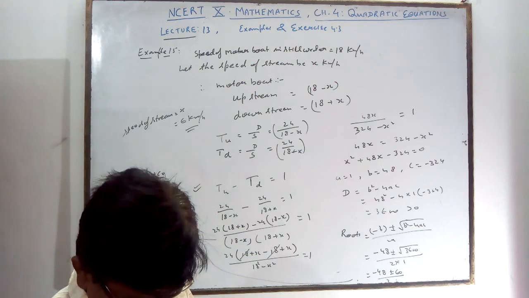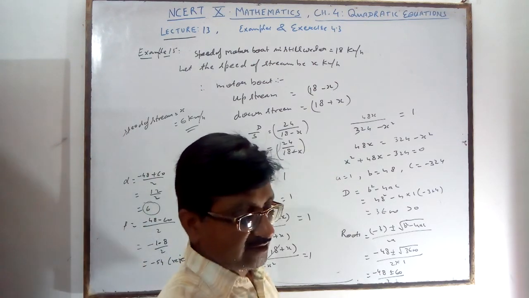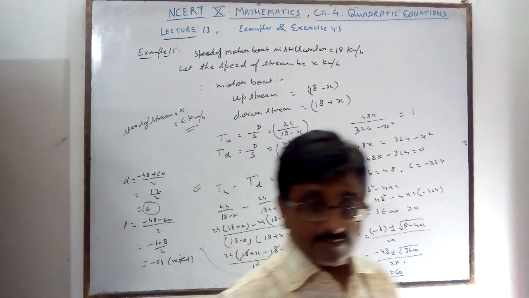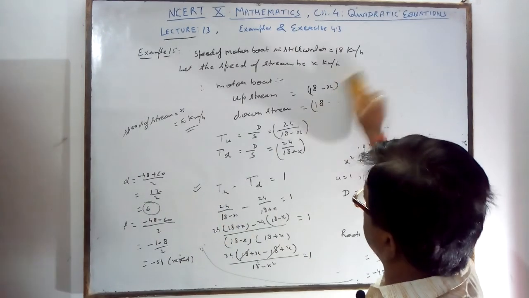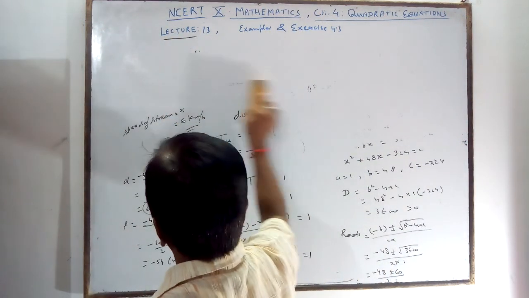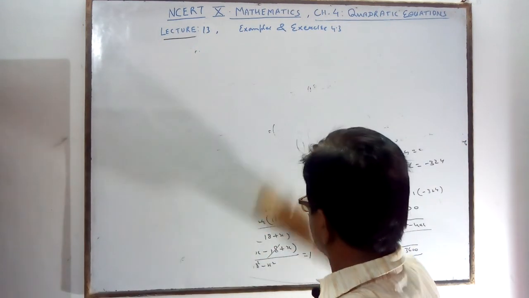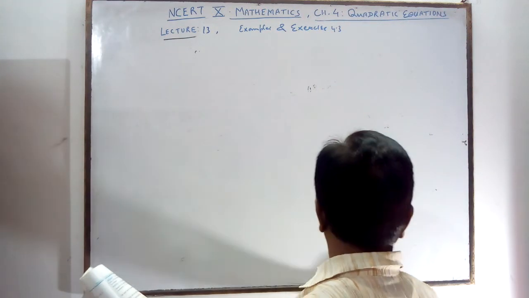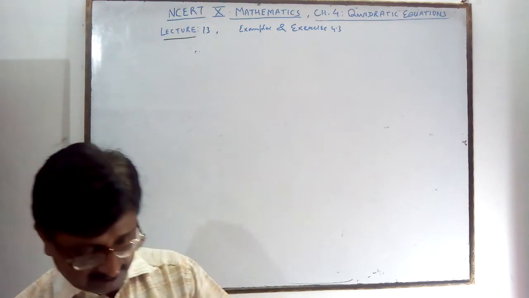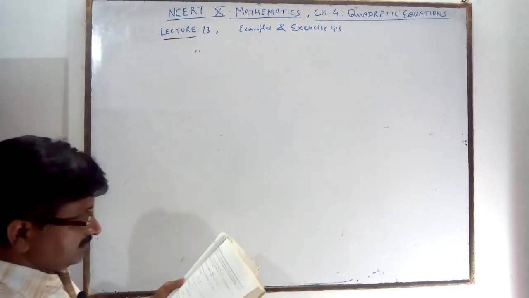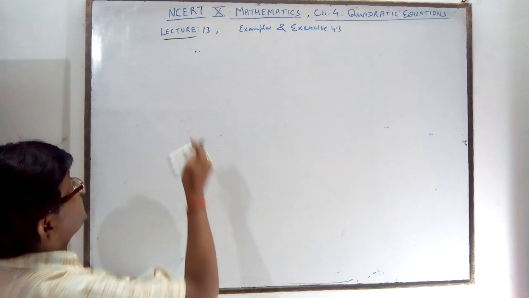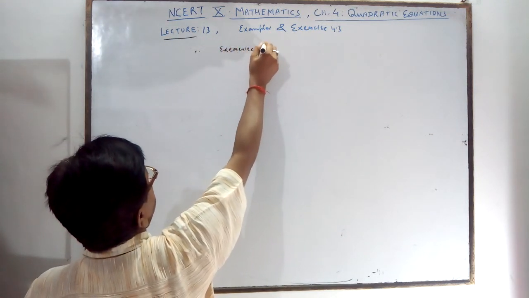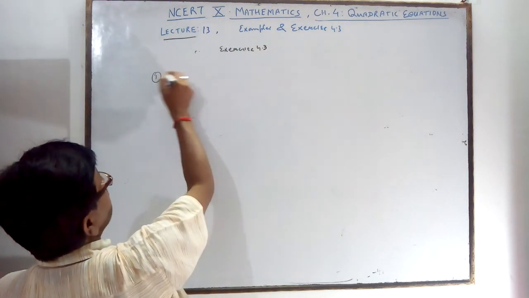Now you will see question number 1 of exercise 4.3. What is given here? Find the roots of the following quadratic equations, if they exist, like the example given in exercise 4.3. Question number 1, first part.